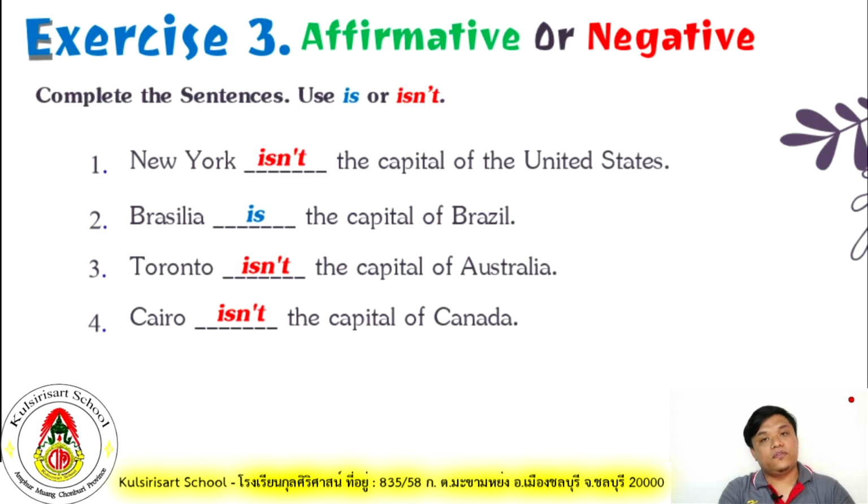Okay, the capital of Australia, we have Sydney and another capital. We have Sydney, so Toronto is not the capital of Australia. So you put the answer, isn't. And lastly, number 4, Cairo is absolutely not the capital of Canada. What is the capital of Canada? Toronto, correct.